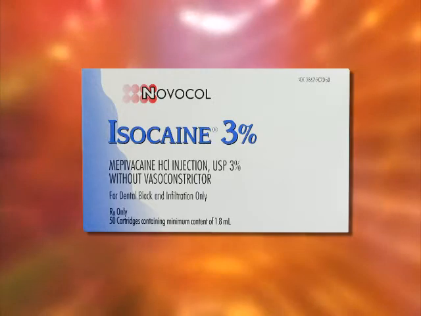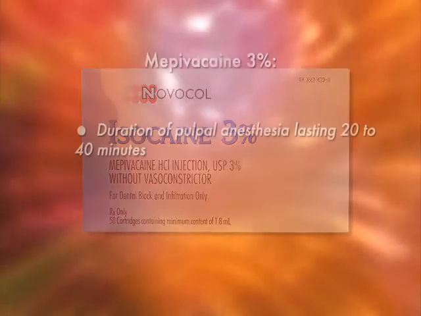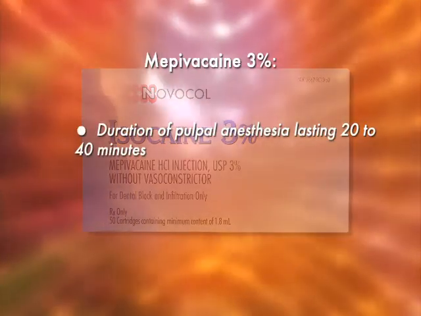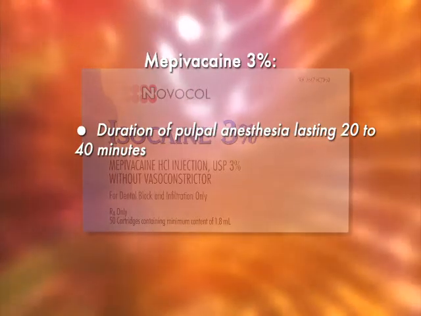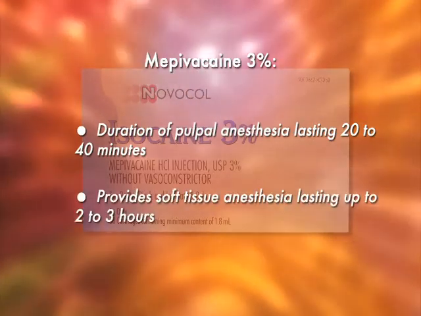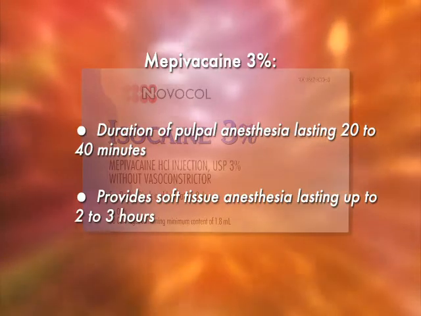Short-acting local anesthetics provide pulpal anesthesia lasting for approximately 30 minutes. The one drug in this category is bupivacaine 3%. This drug provides pulpal anesthesia lasting from between 20 to 40 minutes and soft tissue anesthesia lasting anywhere from 2 to 3 hours. Long-acting local anesthetics are drugs which provide pulpal anesthesia lasting from 90 minutes up to 3 hours, and soft tissue anesthesia lasting anywhere from 3 hours as long as 12 hours.